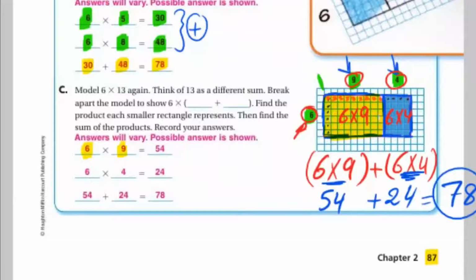Firstly, 6 multiplied by 9 equals 54. 6 multiplied by 4 equals 24. And add them up. Let's add them up here. So it will be 54 plus 24 equals 78. Okay, guys, let's move to the next page.